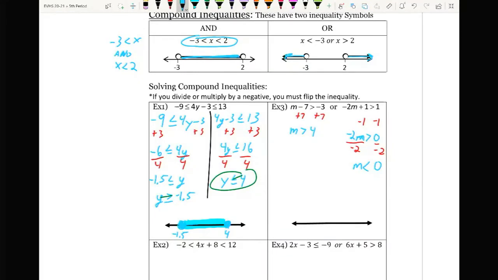So I've already got my variable on the left on both of these, so I'm going to go ahead and just plot them. I've got a 0 and a 4. Now, from the 4, m is greater than, so I'm going to be going right. And from 0, m is less than 0, so I'm going to be going left. And I should probably put my dots on there. These are going to both be open circles because there is not an equal to sign.